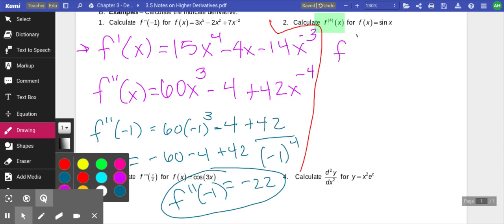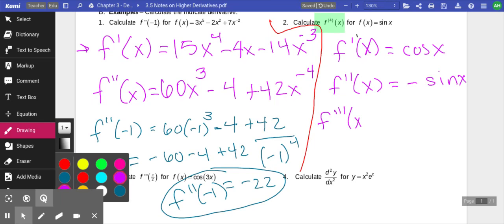You start with the first derivative, f prime of x, and the derivative of sine is cosine of x. Then the second derivative means taking the derivative of cosine, and the derivative of cosine x is negative sine x. For the third derivative, the derivative of sine of x is cosine of x, but I have this negative coefficient in front, so the derivative of negative sine of x is negative cosine of x. Then I take the derivative of that function for my fourth derivative.